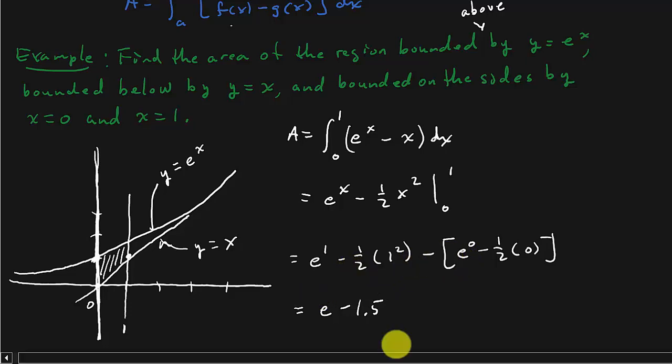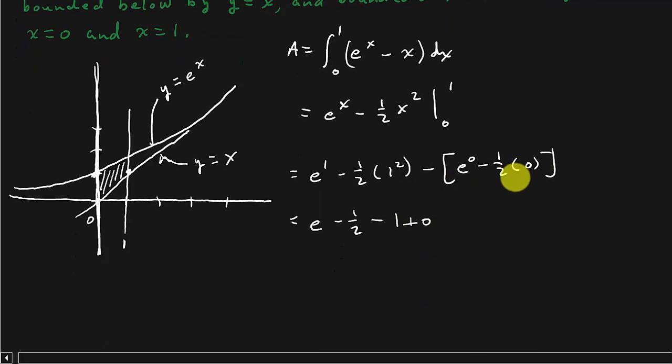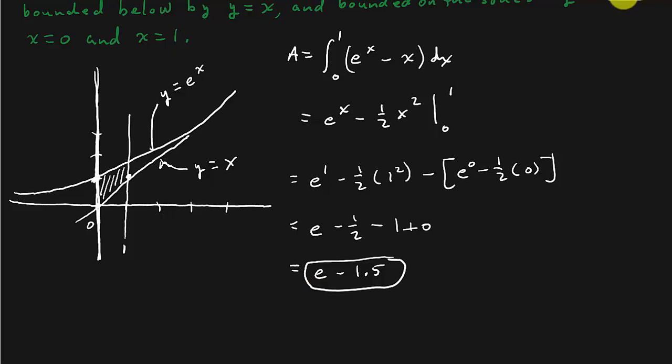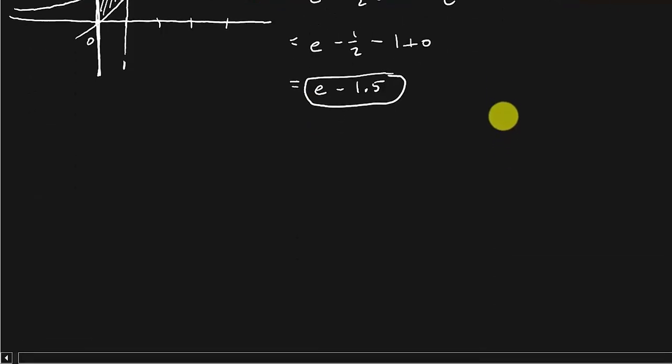See that? Let me write that step out. I'll do it on this one. That's going to be e minus 1/2 minus e to the 0 is 1, and then that would be plus, and that's 0. And that's going to be e minus 1.5. And if you want, you can punch that into your calculator or leave it like that. I don't think it's going to really make a difference to your teacher. I know it doesn't make a difference to me. All right, so that's that example. So let's look at the next one.